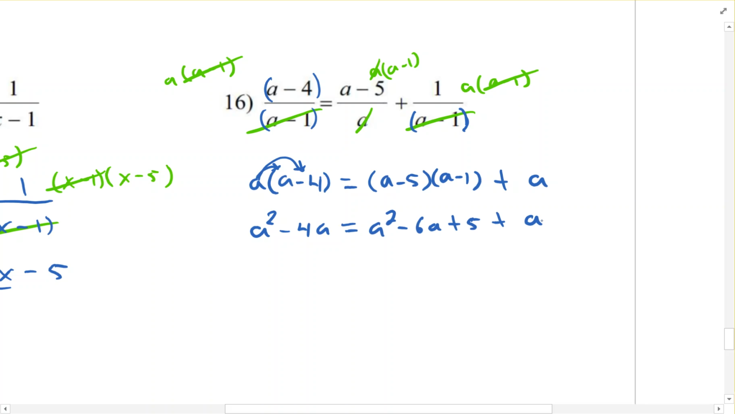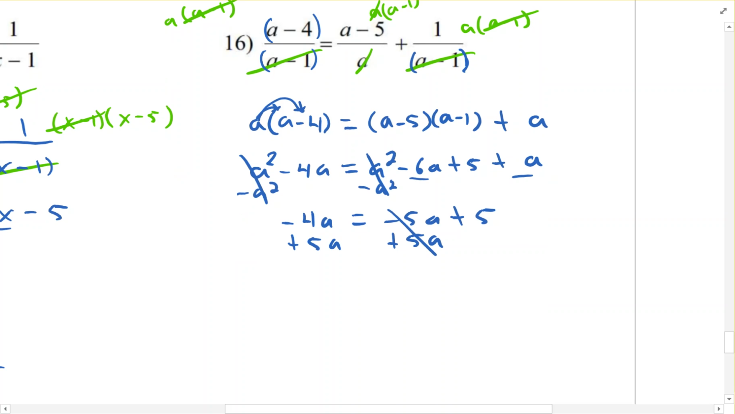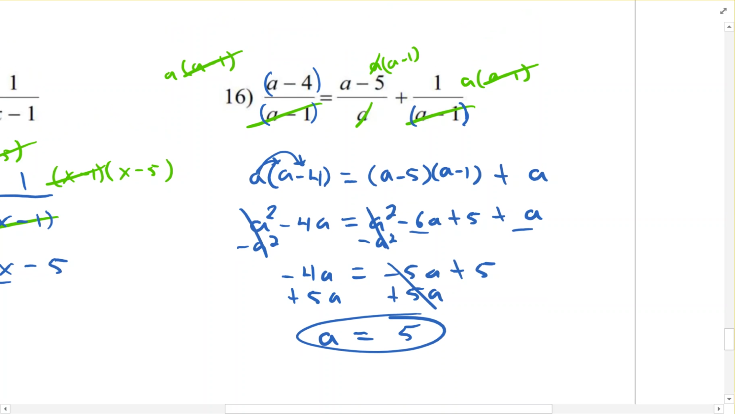We're going to have the same kind of cool thing happen again: if we subtract a squared from both sides, poof, they're gone. So now we've got negative 4a is equal to, let's combine these a's on the right side, negative 6a plus a, that's negative 5a, plus 5. Let's add 5a to both sides. So now what we're left with is 1a is equal to 5. Is that any of our non-permissible values? No, a wasn't allowed to be negative 1 or 0, so we're good.